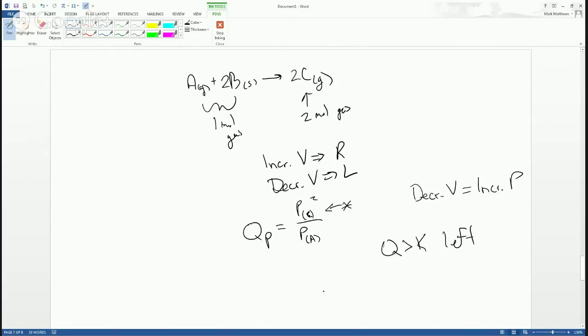If you increase the volume, that'll cause the pressure to decrease. But again, the top half is going to get smaller to a greater effect than the bottom half is. So the net effect is that the bottom part of your ratio is going to eventually get bigger than the top part of your ratio. Q is going to start to get smaller than the original value for equilibrium. And if that happens, that'll be a shift to the right.